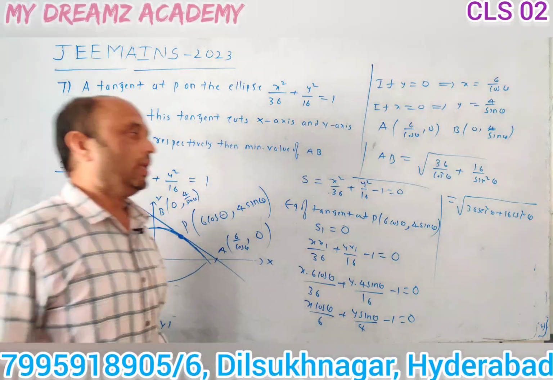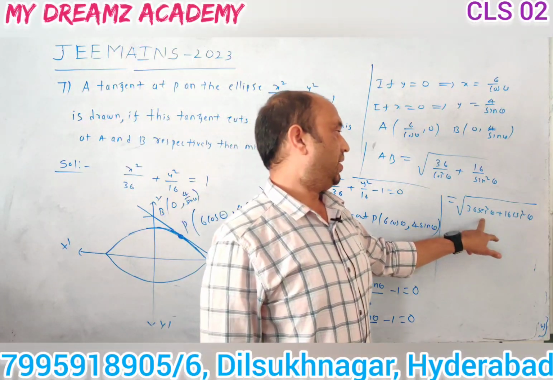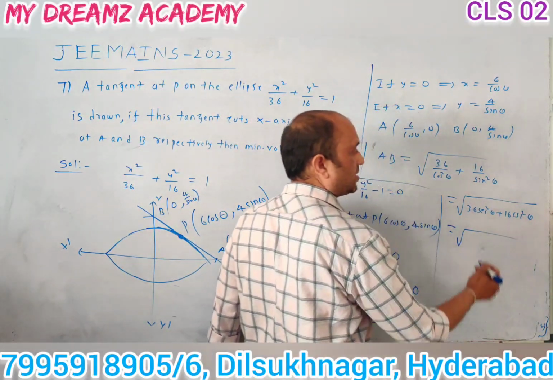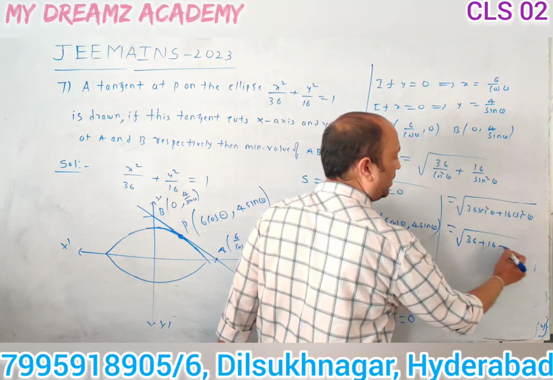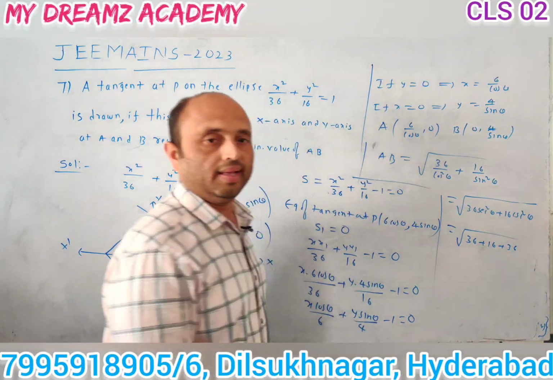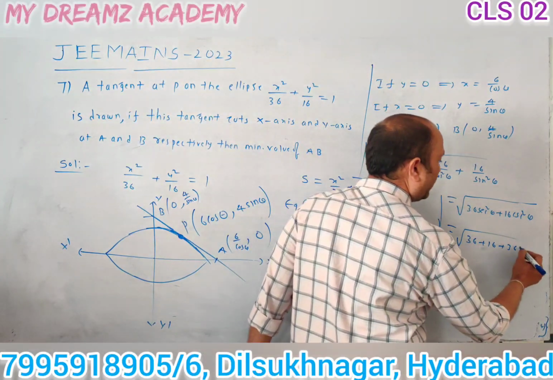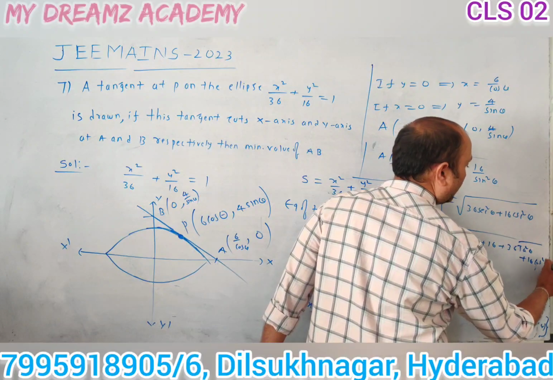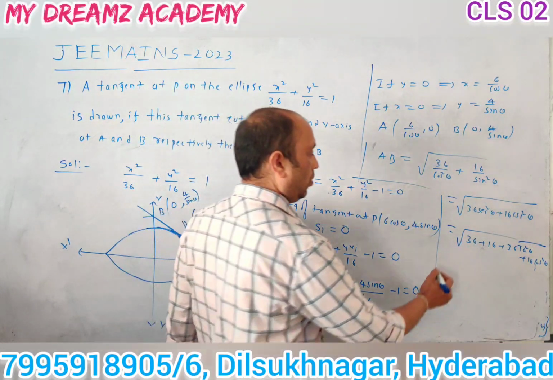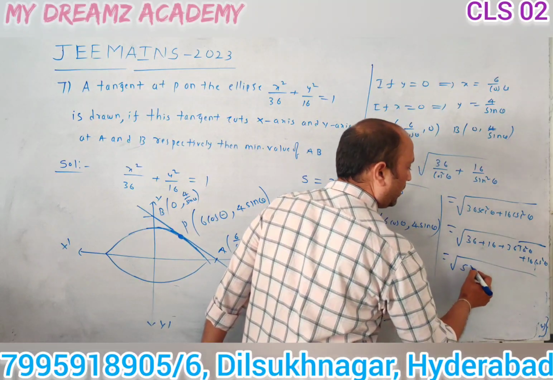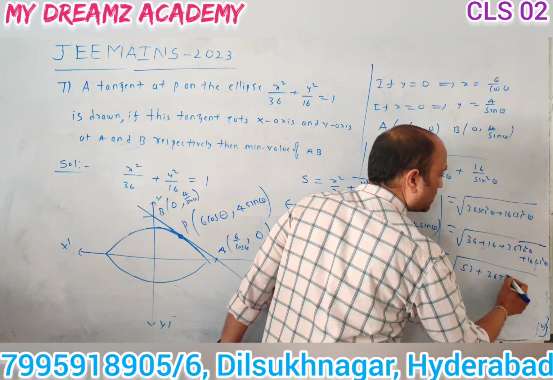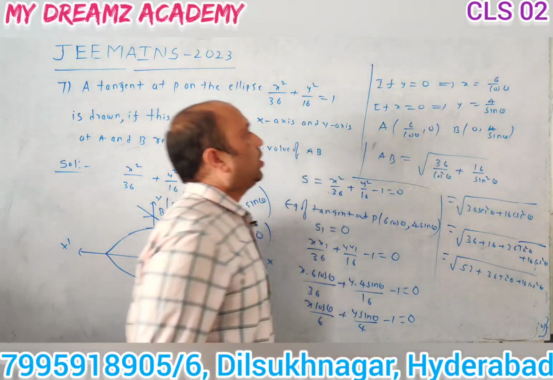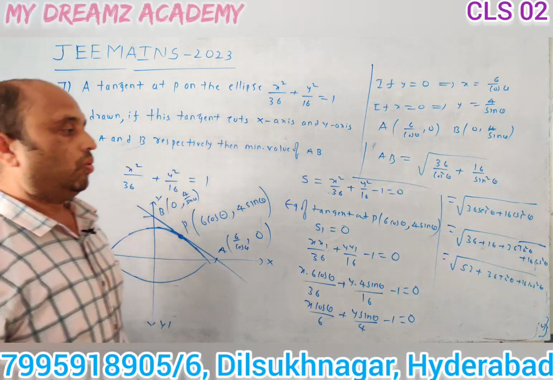If we want to find the minimum value, we already know that secant square theta is equal to 1 plus tan square theta, and cosecant square theta is 1 plus cot square theta. So that is nothing but 36 plus 36 tan square theta plus 16 plus 16 cot square theta. So under root of 52 plus 36 tan square theta plus 16 cot square theta. Now we want to find the minimum value of this.